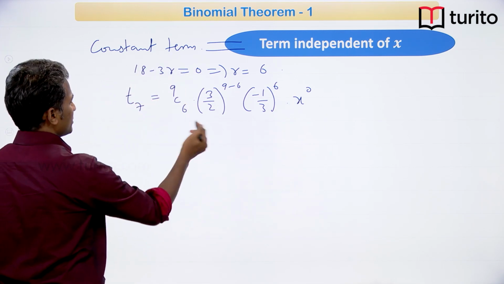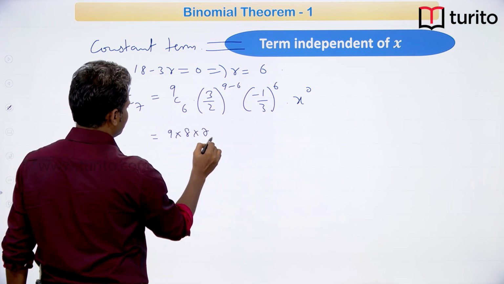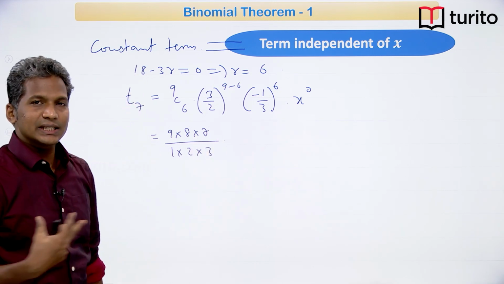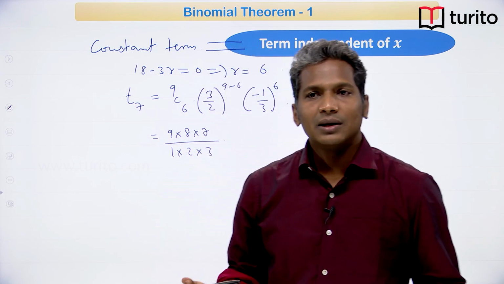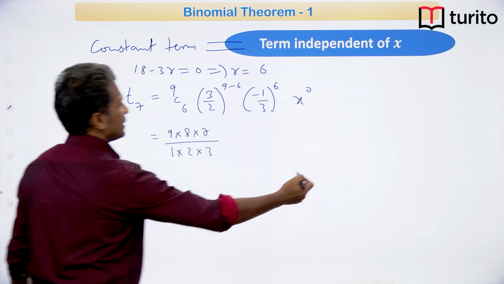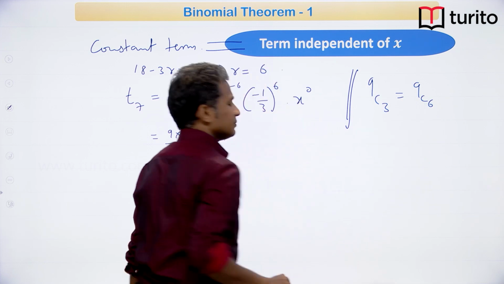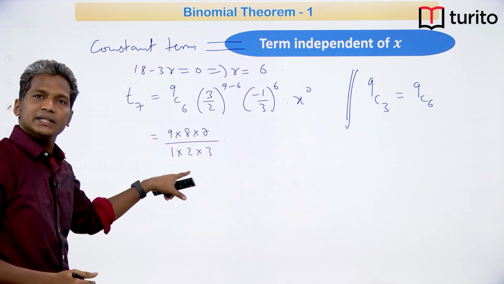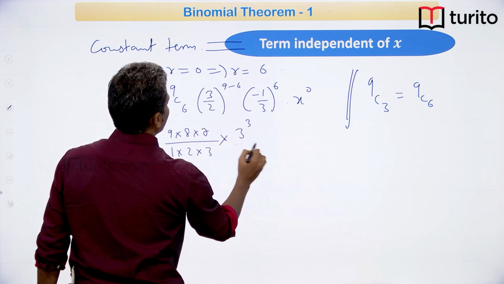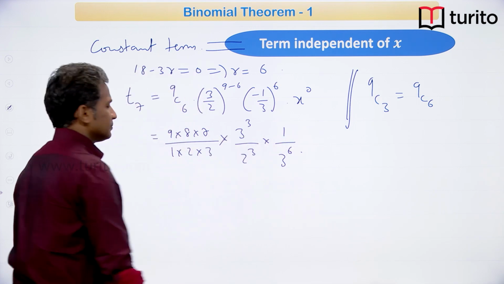When we simplify, what do we get? Here we get 9 into 8 into 7 divided by 1 into 2 into 3. I did not take 6 terms, I took only 3 terms. Why? Because 9C6 is the same as 9C3. So, I used this idea directly. I calculated 9C3 here into 3 raised to 3 divided by 2 raised to 3, into 1 by 3 raised to 6.